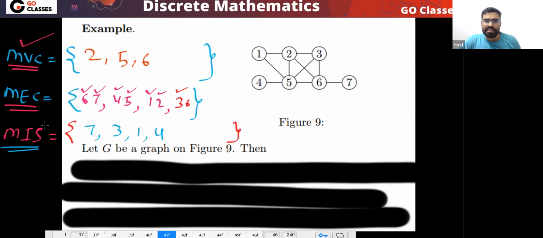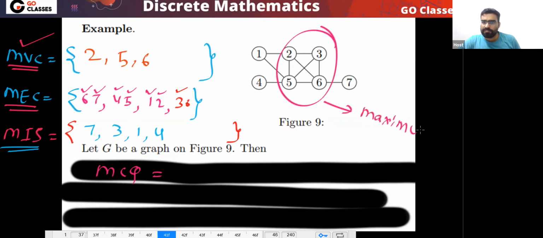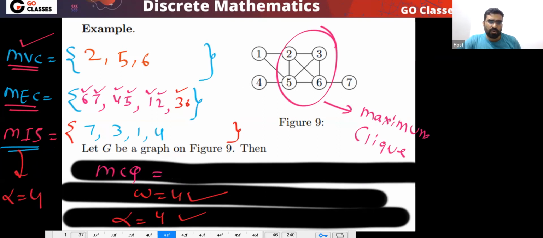And what is the maximum clique? This will be the maximum complete subgraph. So the maximum clique, I can say omega is actually 4. Alpha is what? Alpha is also 4. So this will give you alpha. Alpha will be 4. Omega is also 4. And what is beta? This will give you beta. Beta means vertex cover. So beta will be 3. And what is beta dash? Beta dash will be 4.